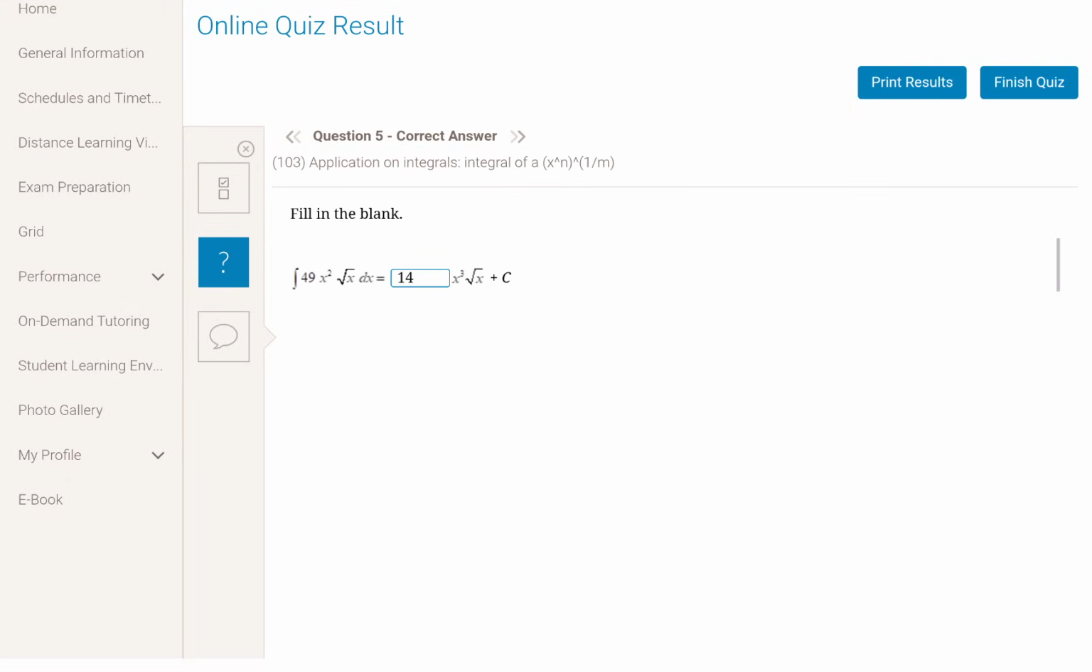This is very easy. So, first of all, take 49 out. You're going to get the integral of, it's the worst integral I've ever drawn.